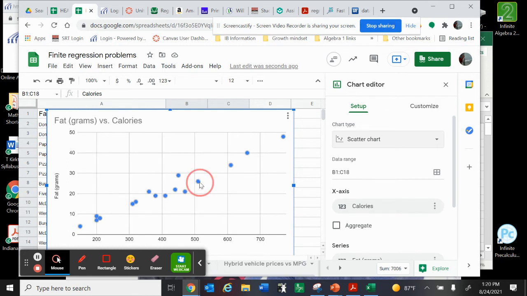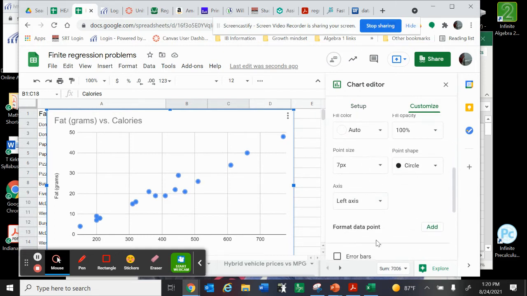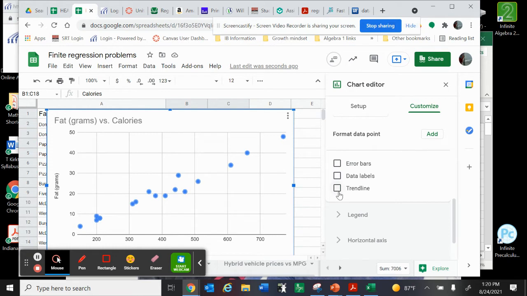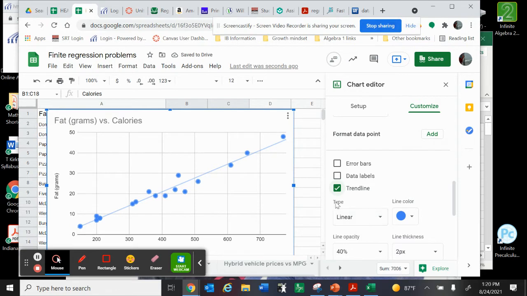So I'm going to click on one of these dots. And then when I do that, I'm going to go over here because I want to add some things to my chart. First thing I want to do is add a trend line. So it puts the line of best fit, and you can see how close the points are to that line, whether or not it's a strong relationship. If they're really spread out, it's not quite as strong. You can label the data. You can do different things.